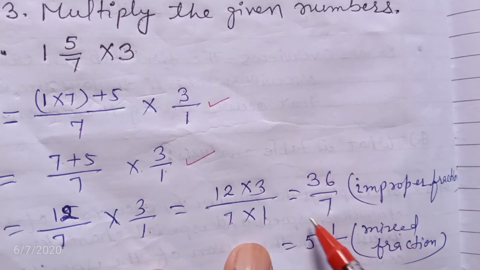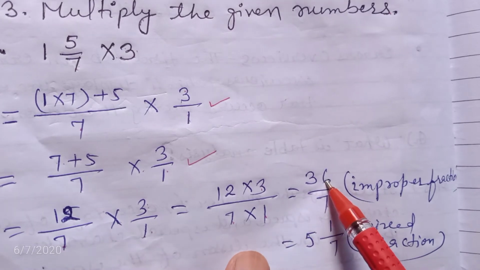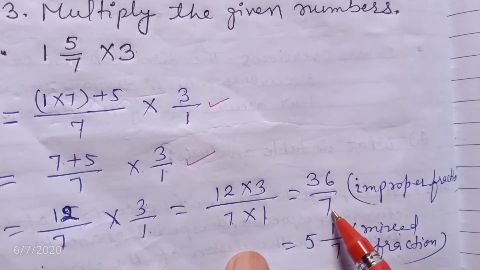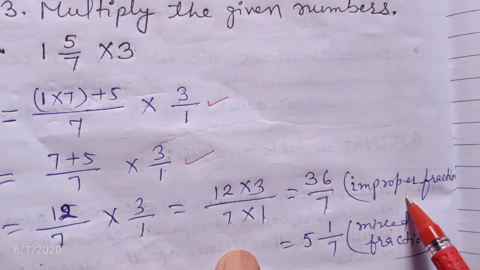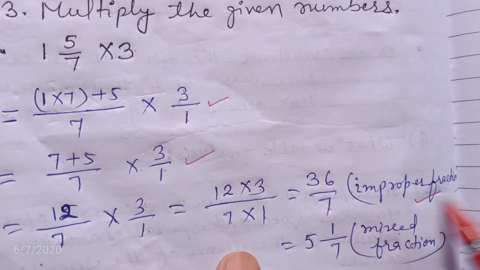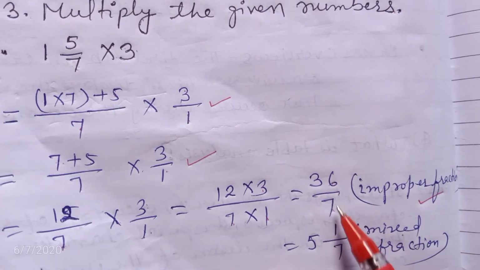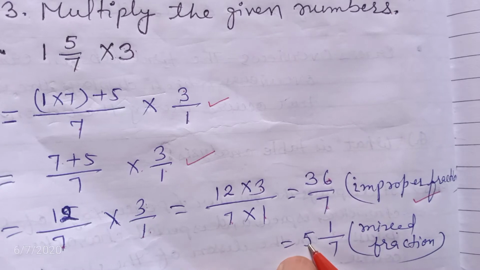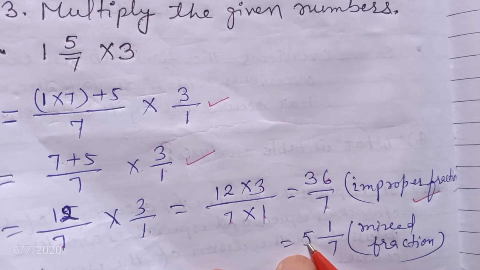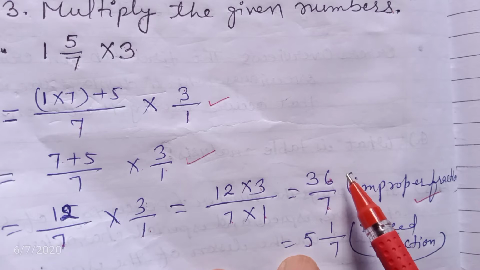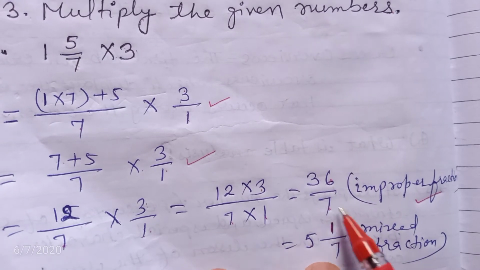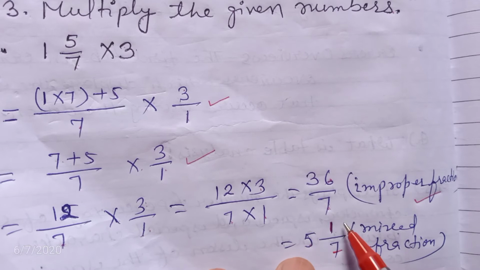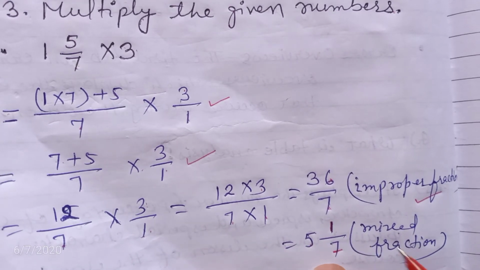36 by 7 is an improper fraction, students, because 36 is greater than 7; the numerator is greater than the denominator, so this is an improper fraction. This is the answer in improper fraction and you can convert it into a mixed fraction. 36 by 7: 7 fives are 35, 5 is the quotient, and 1 is the remainder, so 1 as numerator and 7 is the denominator. So the answer in mixed fraction is 5 whole 1 by 7. This way you can multiply mixed fractions.